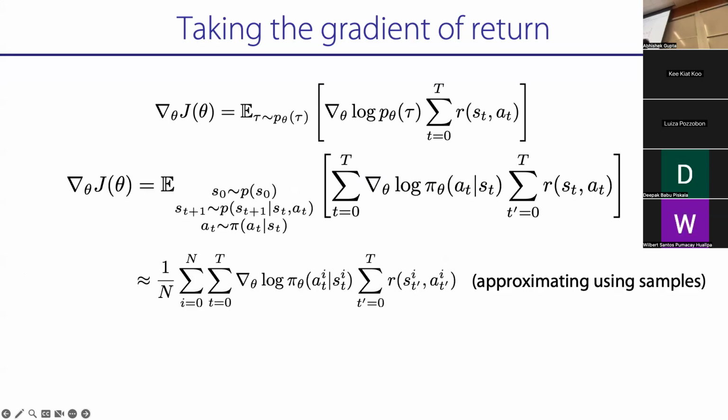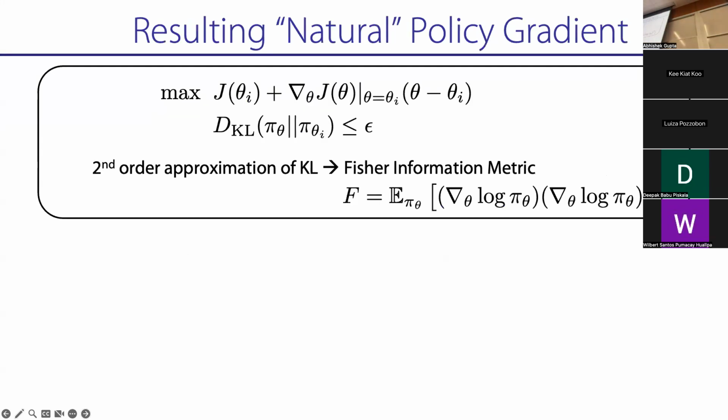You can approximate this expectation with samples, so you just draw a bunch of samples. This algorithm is on-policy, so you only use the latest batch of samples. Okay, so that is the basic policy gradient algorithm. The challenge with policy gradient as currently constructed is that it's quite high variance. We said that it's high variance and it's sensitive to parameterization.